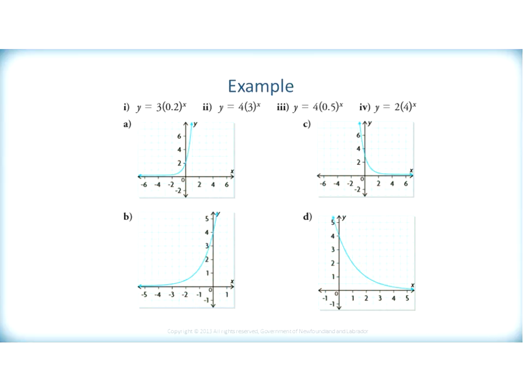You may want to pause the clip and have a look at this example on your own. I'm going to continue. Once again, I'm going to investigate increasing and decreasing first. I have a decreasing, an increasing, a decreasing, and an increasing. So I have an increasing function with the y-intercept 4, and I have an increasing function with the y-intercept 2. So I know that the first graph would be y equals 2 times 4 to the power of x.